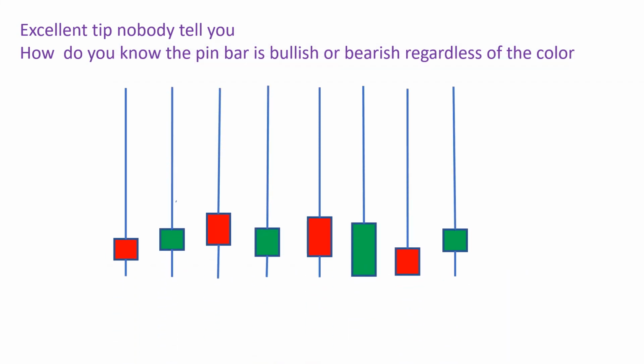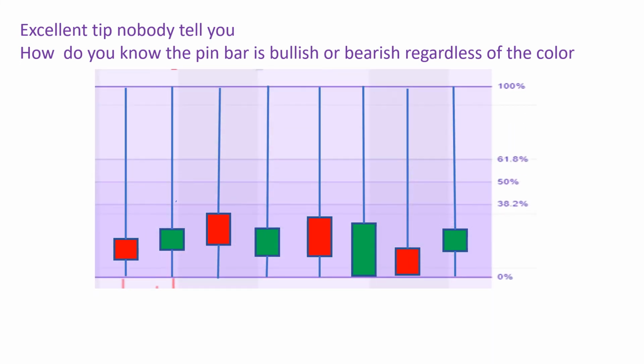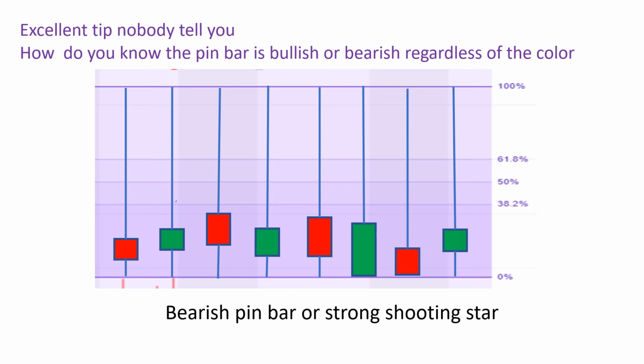Let's assume these are again some pin bars with the same length. Again, we use the Fibonacci retracement tool in such a way that 100% is on the high of this pin bar and 0 is on the low of this pin bar. Now, if the body of this candle is below 38.2% in the Fibonacci tool, we consider these pin bars as bearish pin bars or a strong shooting star regardless of the color. Isn't it amazing?